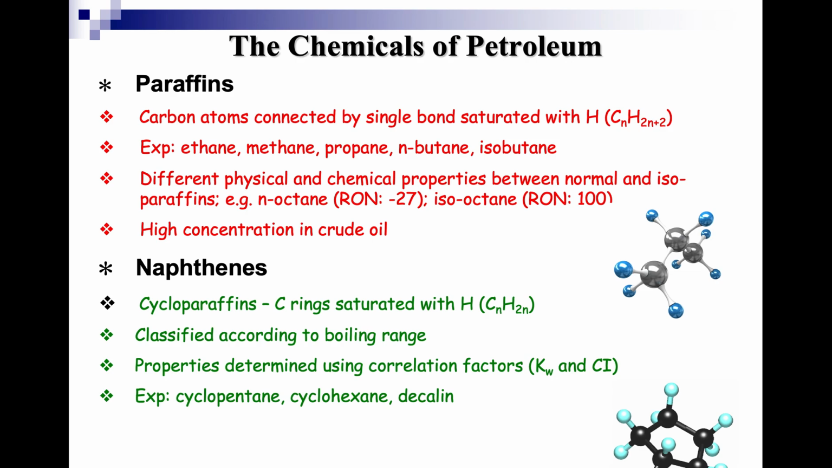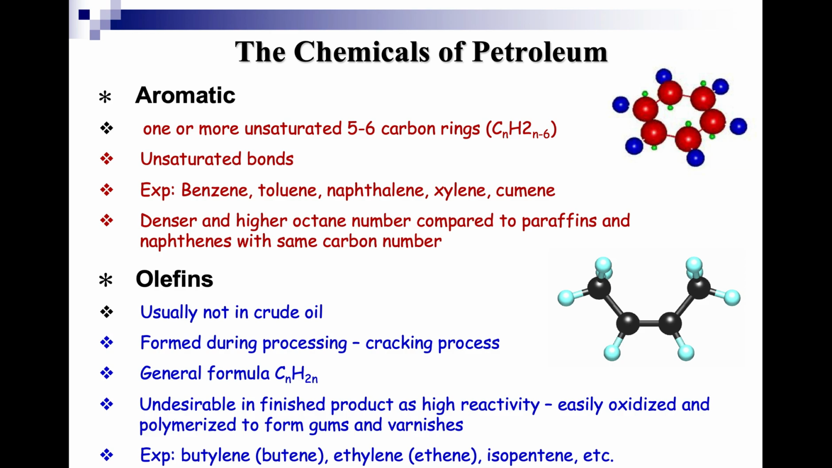Okay, next one is naphthenes. Naphthene is a cycloparaffin, meaning it is a ring of carbons saturated with H, right? So the H is decreased here, with the chemical formula of CnH2n, and it is classified according to boiling range. The properties of naphthenes are determined using correlation factors Kw and Ci. This is the Watson correlation. The examples are cyclopentane, cyclohexane, decalin. Usually the names start with cyclo because they are rings, right?